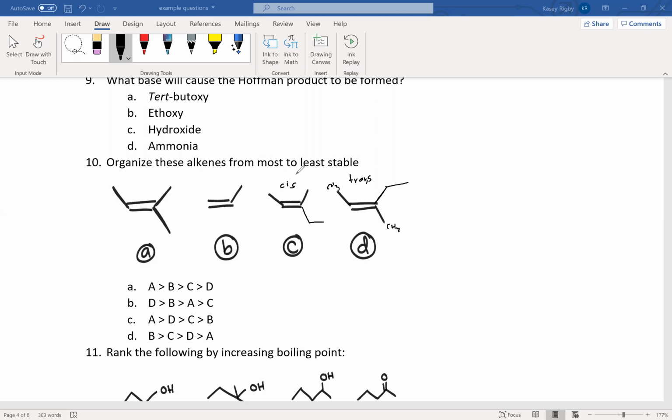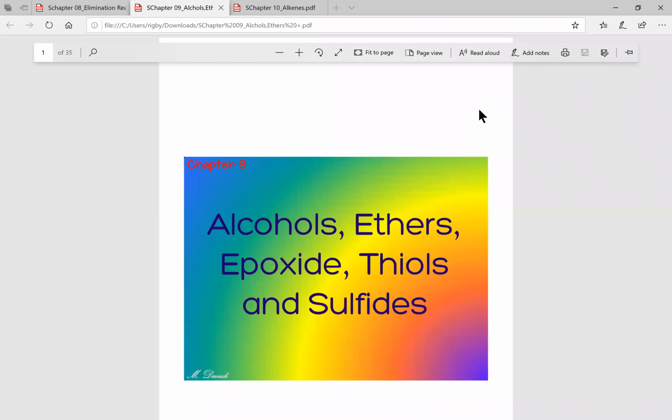Okay, perfect. Are there any more questions before we move on to chapter 9? All right. Okay, so now we'll be going into chapter 9, alcohols, ethers, epoxides, thiols, and sulfides, and then after chapter 9, we will go through chapter 10.